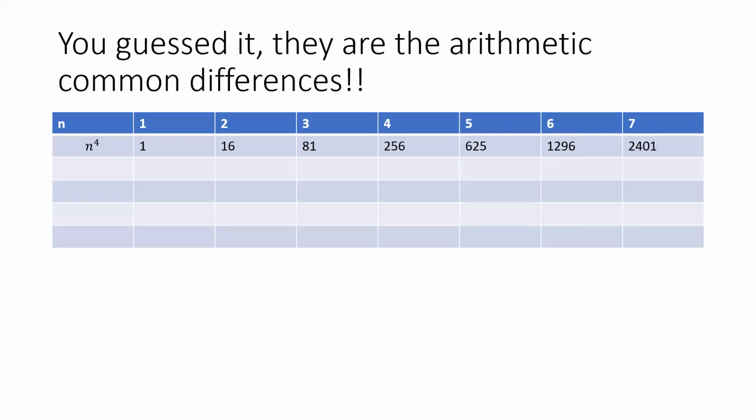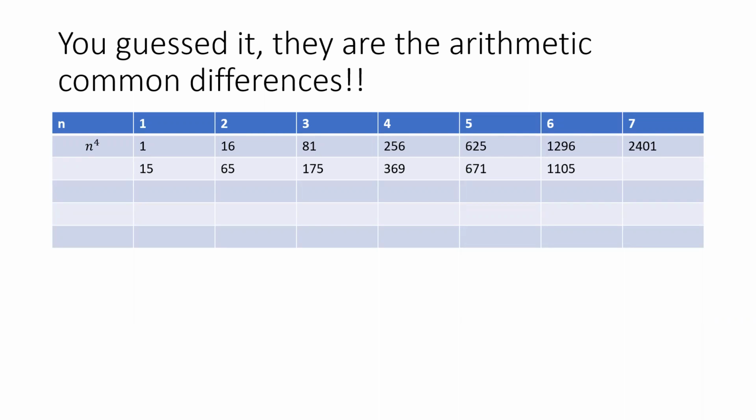That's right, they're actually just the arithmetic common differences. And so, for example, if I did n to the 4th here, so I did 1 to the 4th power is 1, 2 to the 4th power is 16, 3 to the 4th power is 81. And then all I did was find the common differences for each one. So 16 take away 1, 81 take away 16, 256 take away 81, all the adjacent differences. Of course, I would get those values.